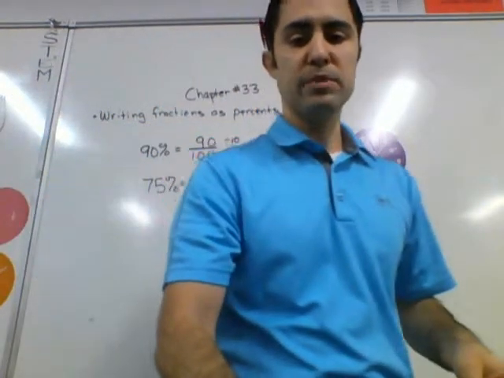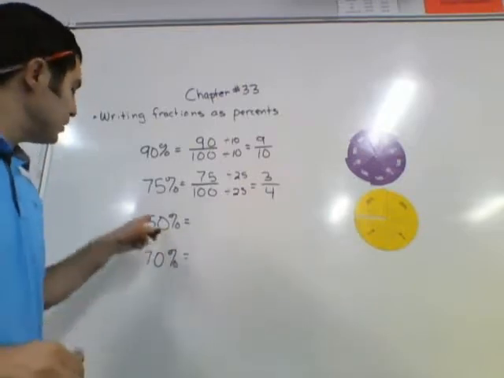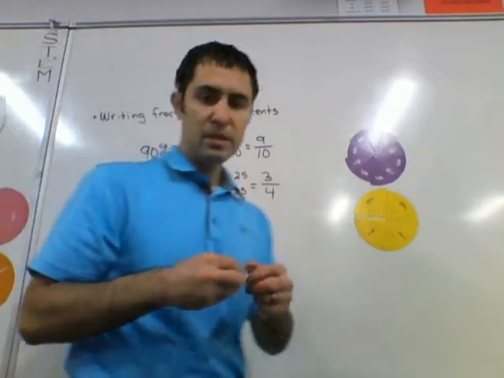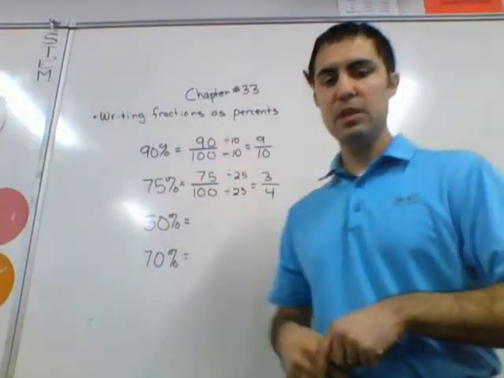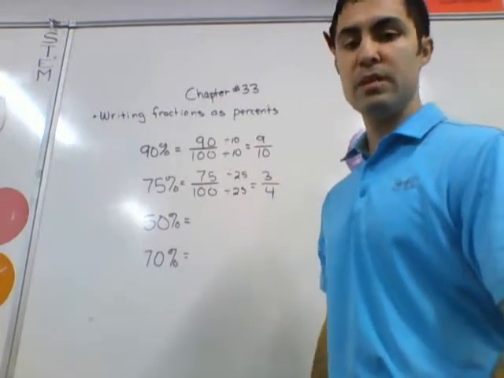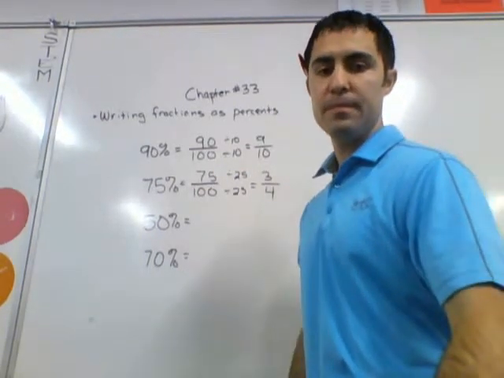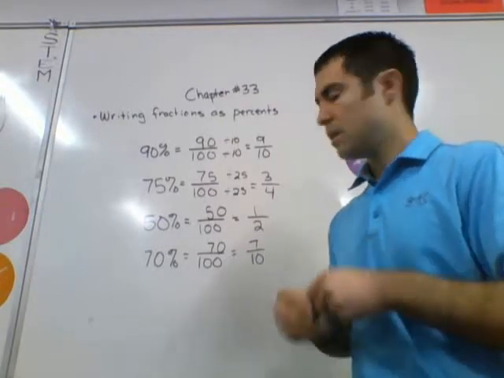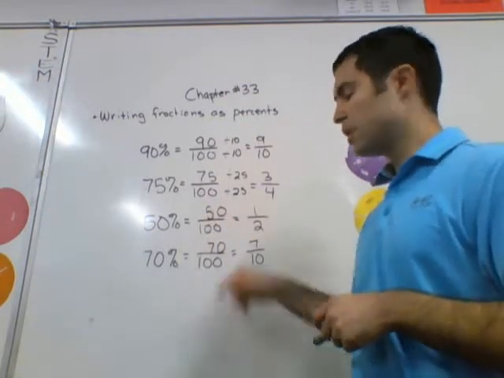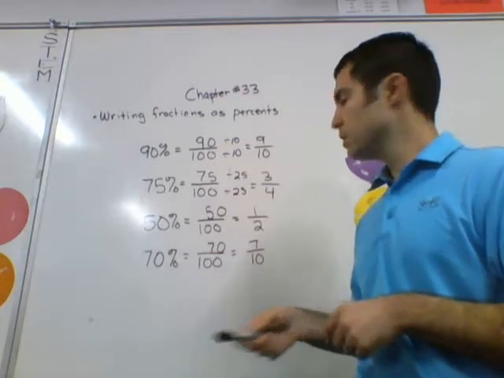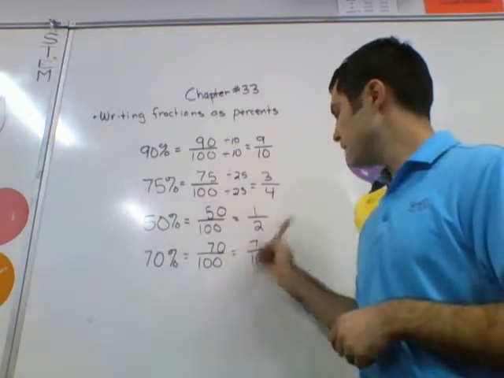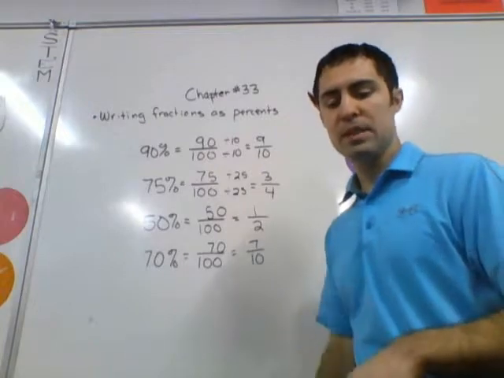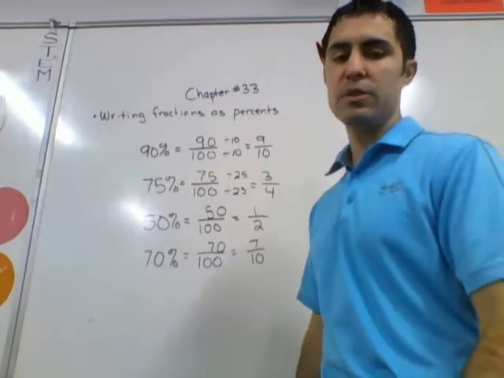Let's do a couple more problems. Alright, go ahead and do these two problems by yourself, and then check them. You can pause the video for a second while you do these problems, and then restart the video to see if you got them right. Alright, so the answer is 50 over 100, 70 over 100, which reduces to 1/2 and 7/10. So hopefully that makes sense to you. Let's move on and talk about a couple different types of problems.